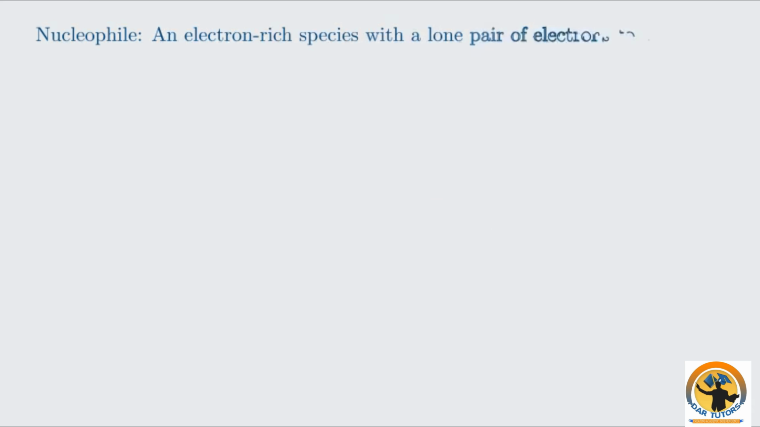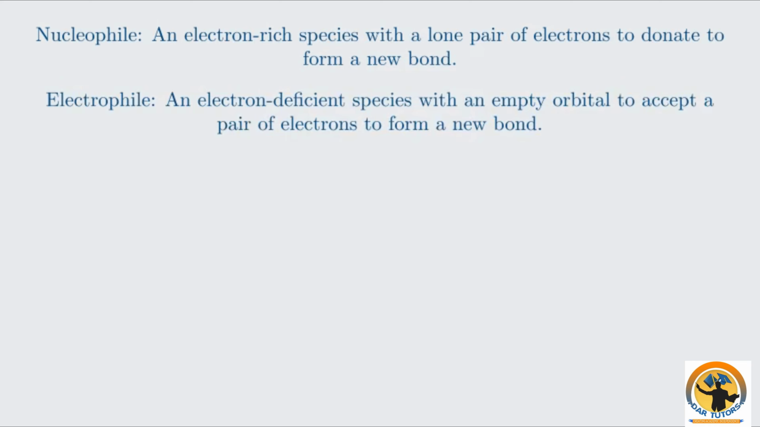Let's begin by defining our key players, nucleophiles and electrophiles. Understanding them is crucial for all organic reaction mechanisms. A nucleophile is an electron-rich species that has a lone pair of electrons available to donate and form a new bond. We can say it is nucleus-loving. An electrophile is an electron-deficient species that has an empty orbital available to accept a pair of electrons and form a new bond. It is electron-loving.